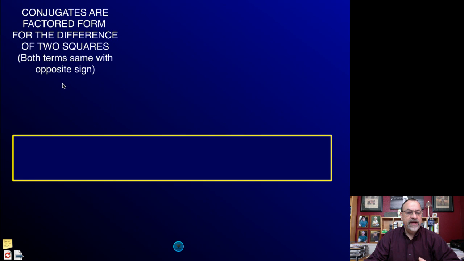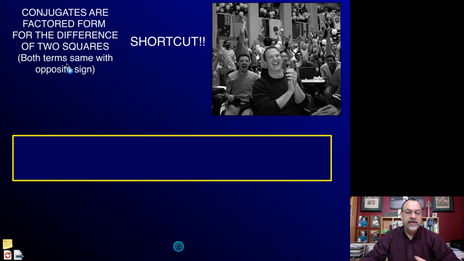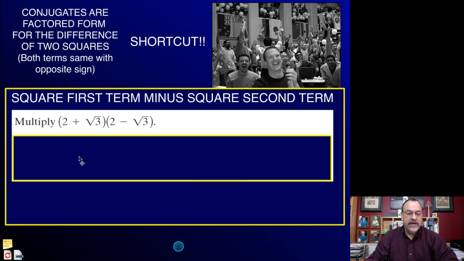Now conjugates are the factored form of the difference of 2 squares, so when I multiply them back together I should get the difference of 2 squares. That's kind of the idea behind the shortcut. So here's the shortcut. If we recognize it, we can multiply very quickly.